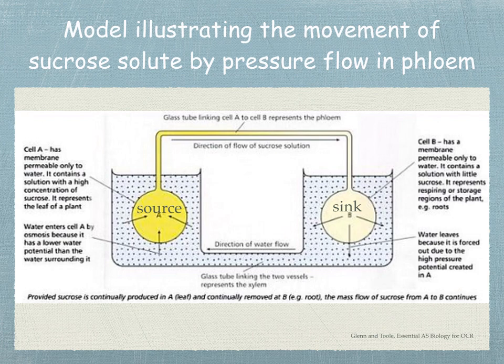The water will then leave the cell because of the initial high pressure potential. And as the water leaves, this causes a low hydrostatic pressure. So this whole process will continue in a plant because you've got sucrose being continually produced at the source and being removed at the sink. Now in this experiment in the classroom, the process will eventually stop when the pressure throughout equalizes.